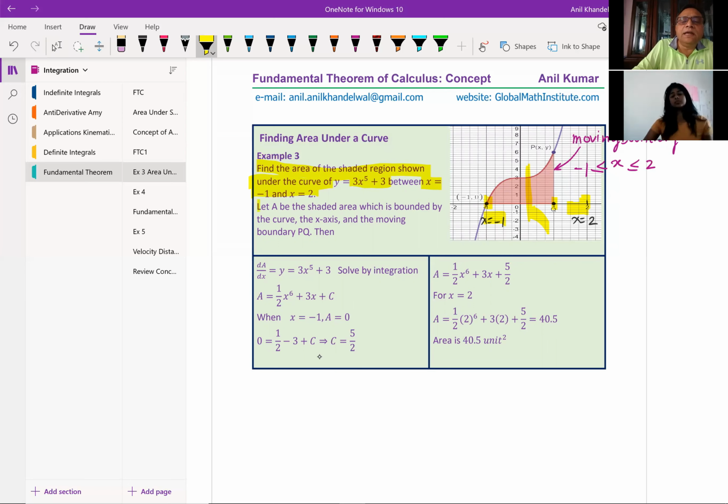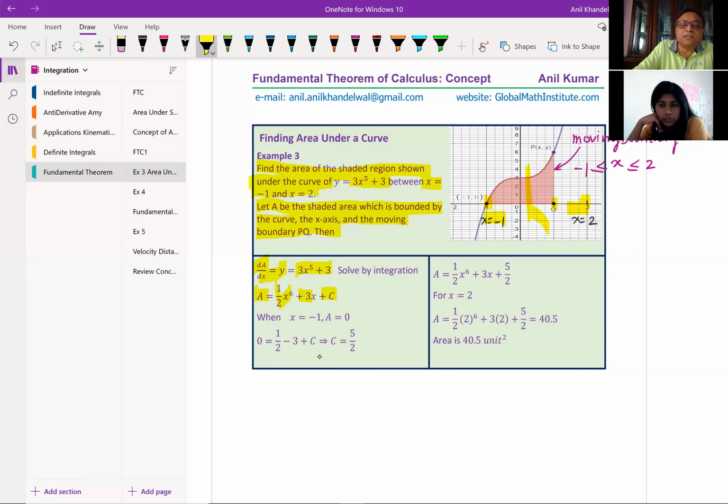Okay. So let A be the shaded region which is bounded by the curve, the x-axis, and the moving boundary PQ. Then we have seen that dA/dx is equal to y itself, and the function is 3x to the power of 5 plus 3. To solve this, we have to integrate both sides. When you integrate, you get A on the left-hand side, and on the right-hand side, we get half of x to the power of 6 plus 3x plus c, right?